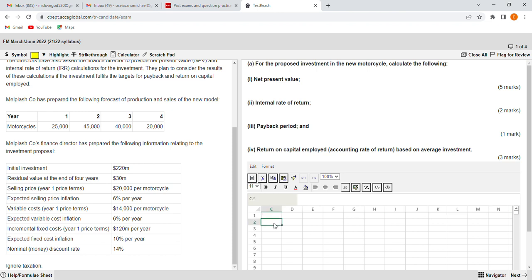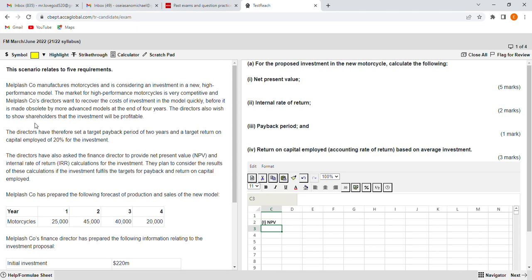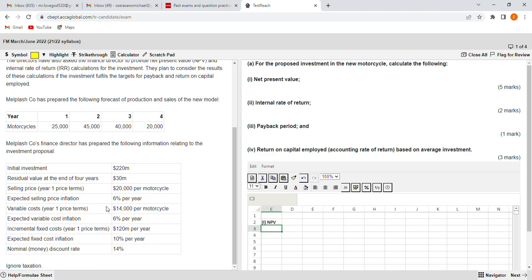So we have (i). The question says (a), for the proposed investment in the new motorcycle, calculate the following: (i) NPV. So you are calculating for the NPV. So you have to read the question. Because of time, Melpashko has prepared the following forecast of production and sales of the new model. So here is the production, and here you are very lucky, they didn't give it to us in essay form, they gave it to us in figures like in the trial balance form. So calculating the NPV, the IRR and the payback period is very, very easy.